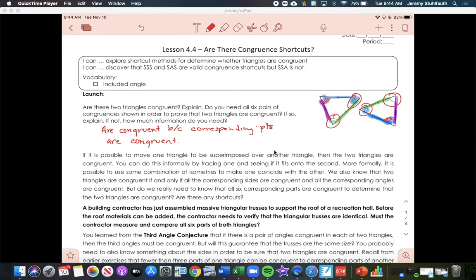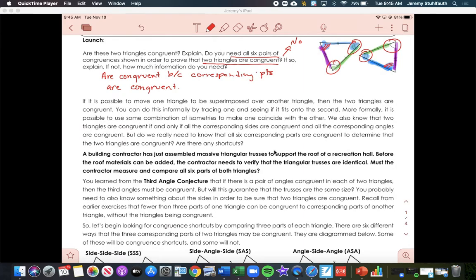So what we were able to do is analyze those two triangles and see, yes, the corresponding angles and corresponding sides were in fact the same size for all six parts. Now the question, do you need all six parts or all six pairs of congruences to show that the two triangles are congruent? You may not know the answer to that. And that's what we're going to look at today. Short answer, no, you don't need to know all six pairs of congruences. And today we're going to look at how much information you need to know and which information you need to know as well.